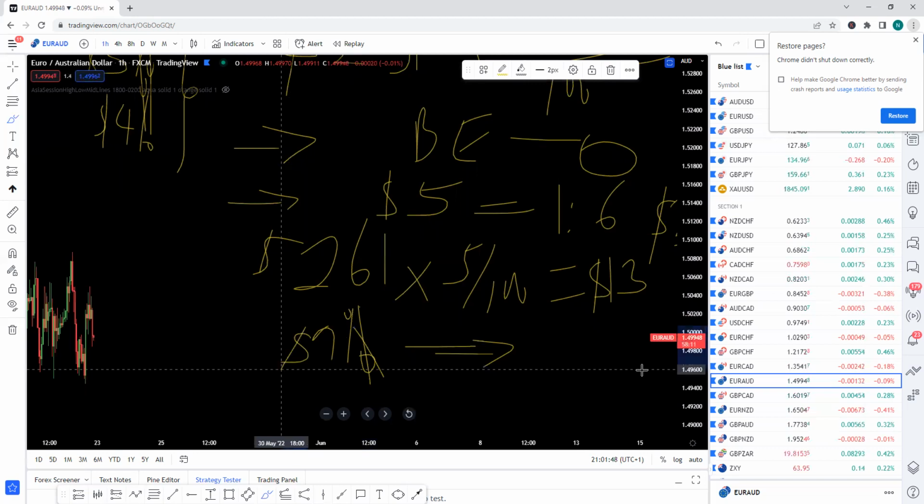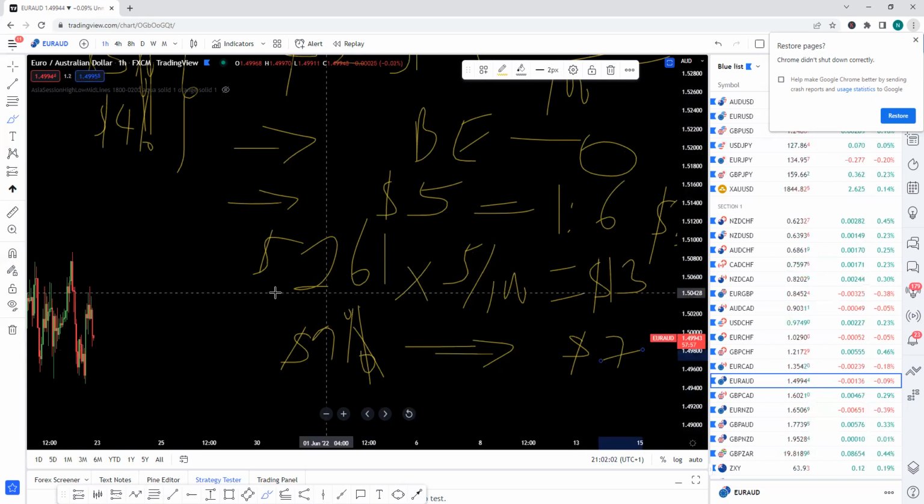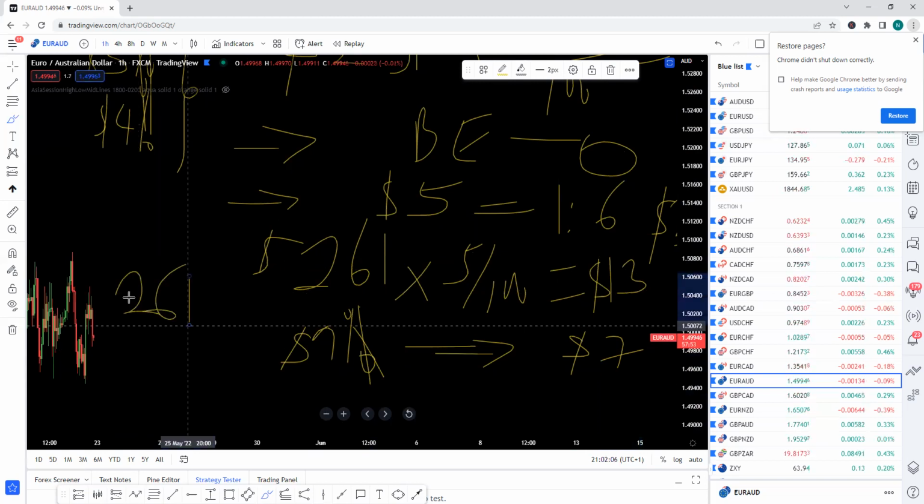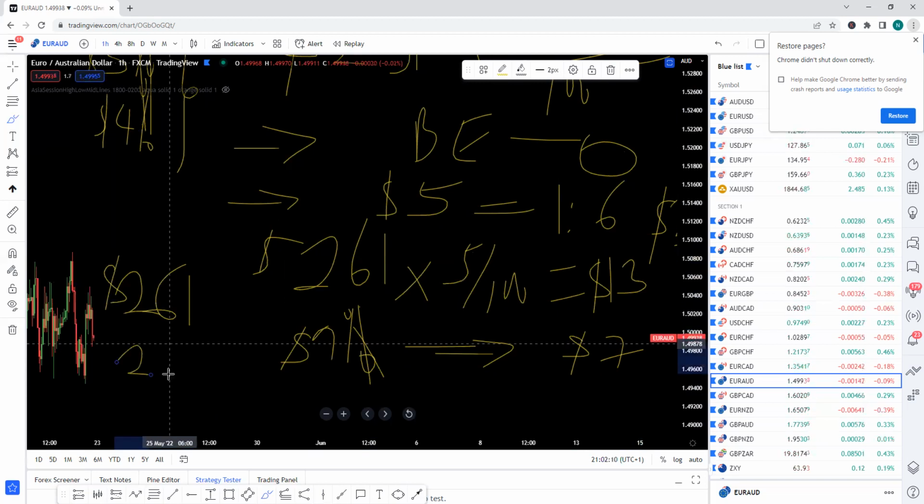You now see that you lost $7, like Euro AUD that I lost, my first loss in how many weeks? Two weeks or so. So this $7 that you lost, what are you going to do? You're going to minus $7 from 261, and the answer is going to be what? 254.